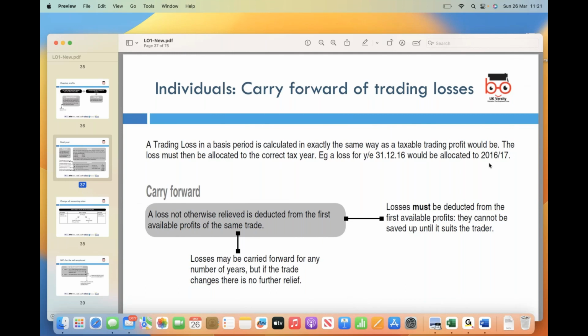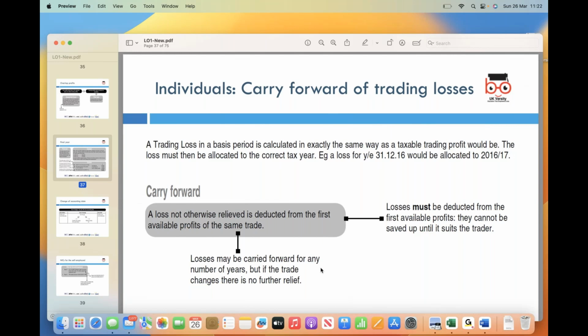So if the loss is not relieved in any other way, it can be carried forward and deducted from the first available profit of the same trade. It is very important to note that losses cannot be saved up and used at a later time that suits the trader.